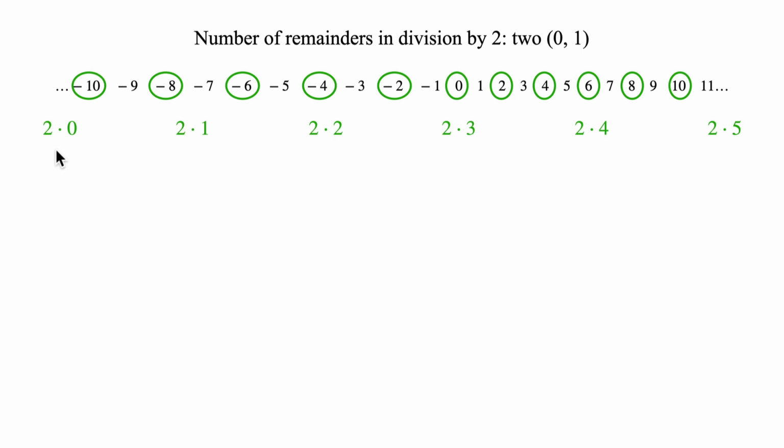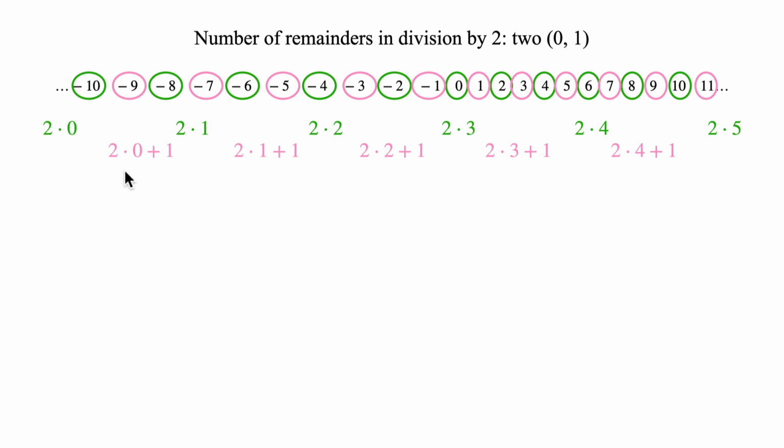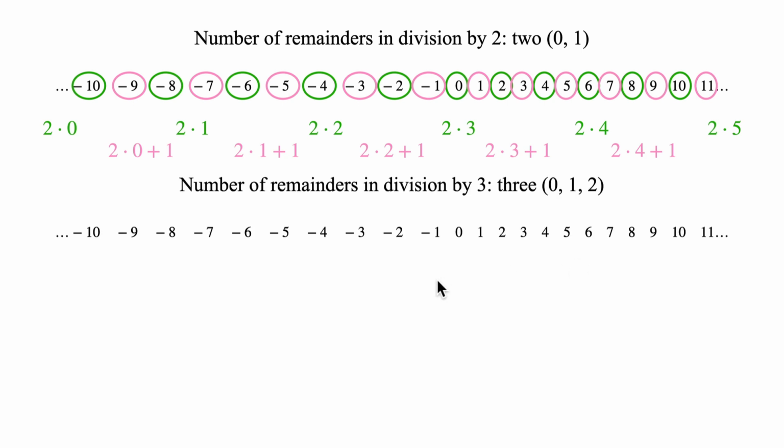Each even number can be written as 2 times some integer, right? So every second number is even, of course, if we look at integer numbers. And every second is odd, and they can be written in this way. So you see that the remainder can only be 0 in the case of even numbers, or 1, right? No other possibilities. And the remainders in division by 3 are 3 possibilities, 0, 1, and 2.